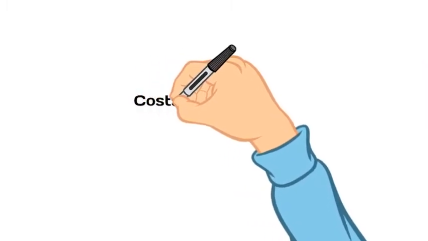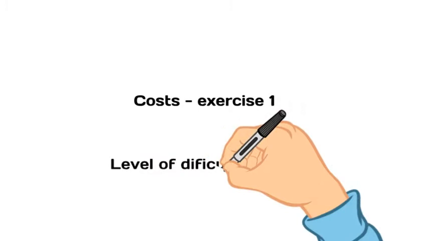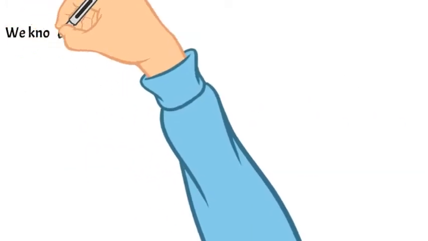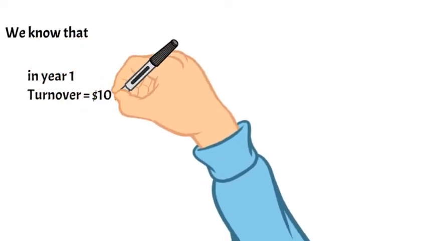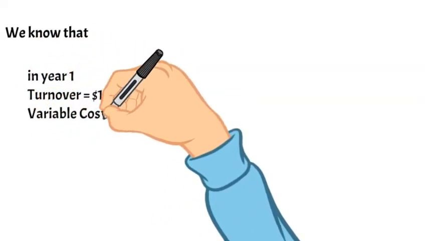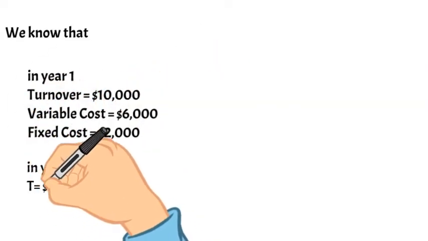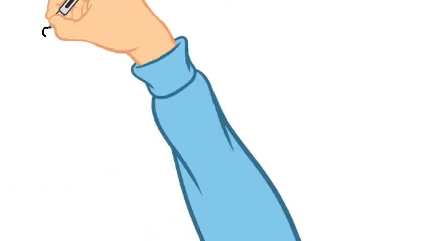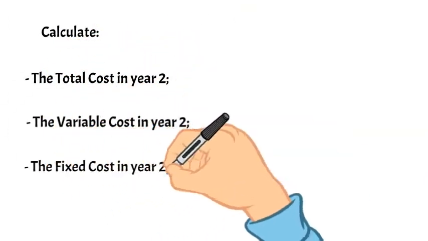Today we will solve an economics exercise, in which we will use elements from the cost area. The exercise has a slight level of difficulty. The exercise statement is, there is a company that in year 1 has a turnover of $10,000, a variable cost of $6,000 and a fixed cost of $2,000. In year 2 the turnover is equal to that of the reference year, but the profit rate increases by 50%. Calculate the total cost in year 2, the variable cost in year 2, the fixed cost in year 2.